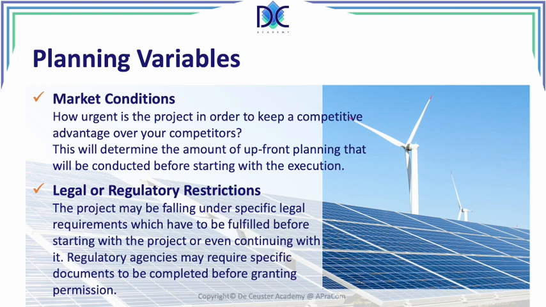There may be other elements. For example, when we want to put a factory somewhere, we have to conduct some environmental studies before we can continue with the project. So these are all legal or regulatory restrictions that we have to consider when we are planning the project, and they're part of the planning variables.